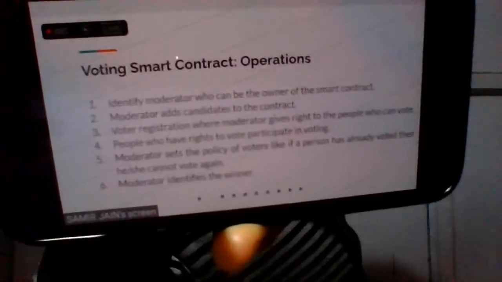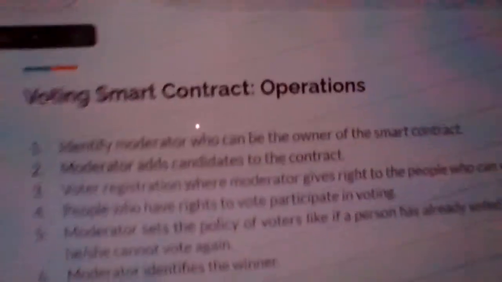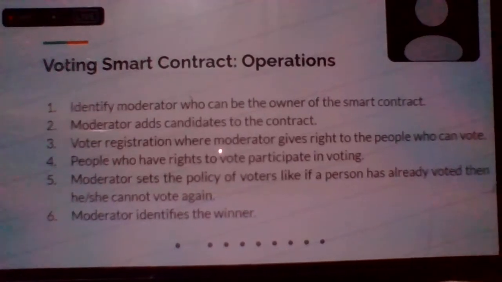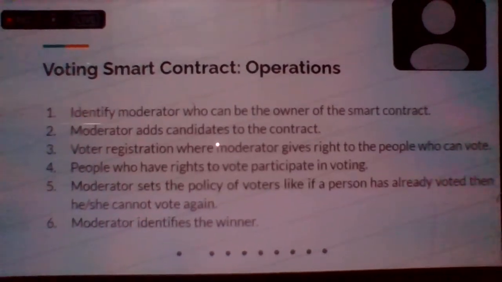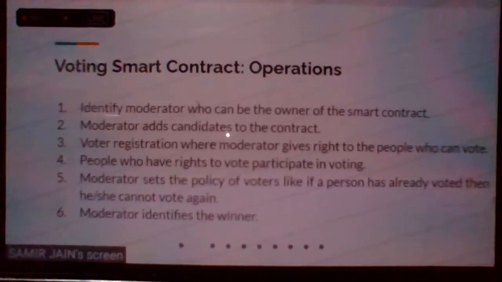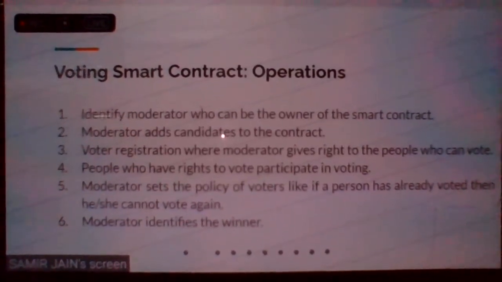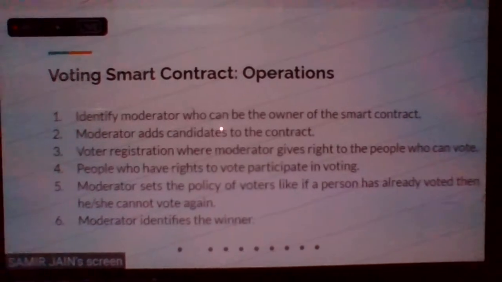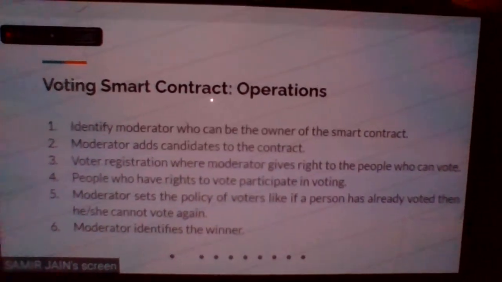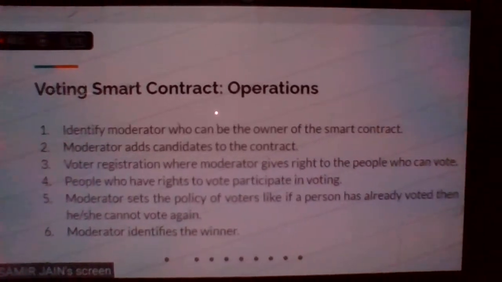Then he will register the voters. In voter registration, the moderator will give the right to vote to the people who can vote. The moderator can give a person the right to vote, or he can take that back. In this way the process can be done. People who have the right to vote can now participate in the voting.